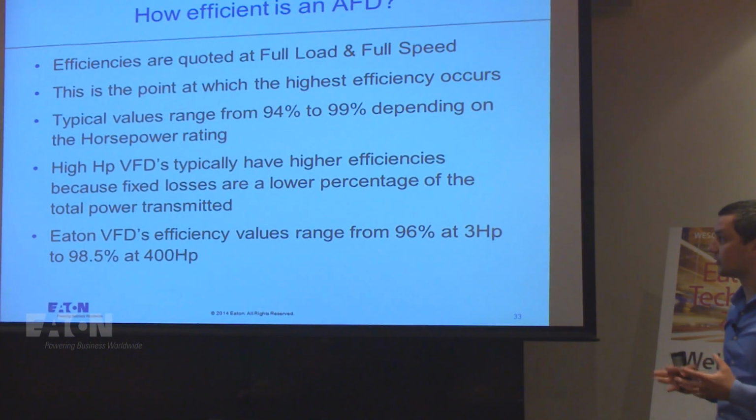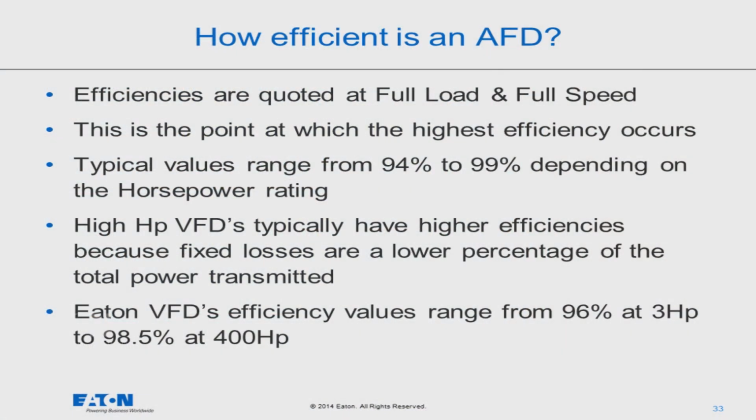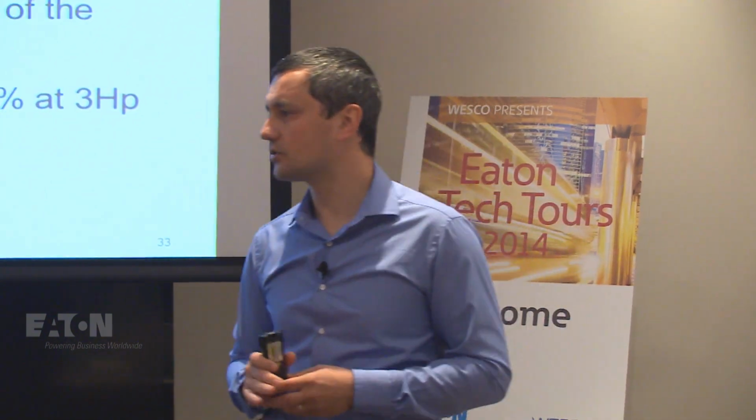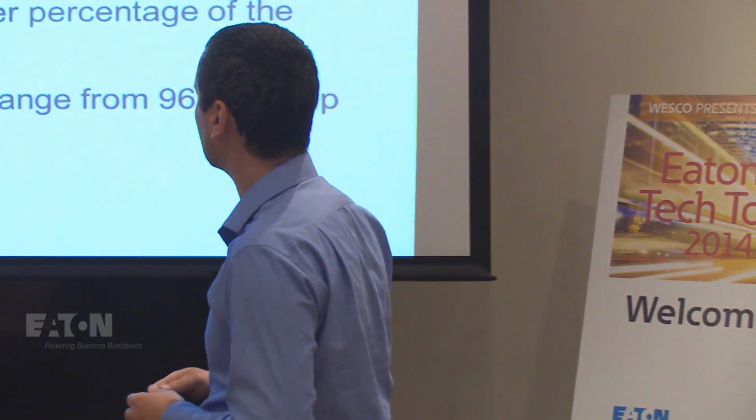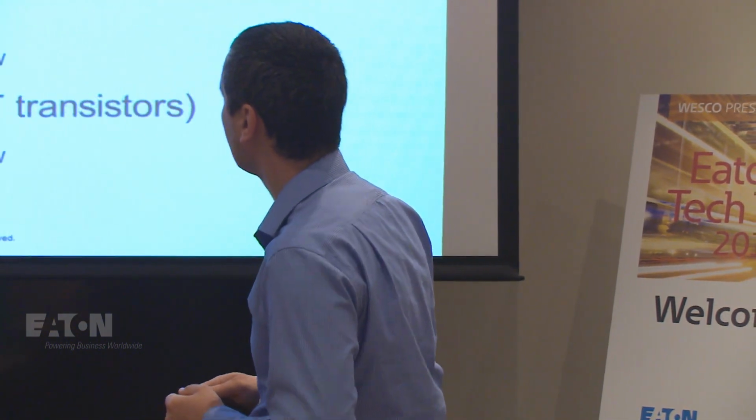So there are some fixed losses, which are a very, very small amount of the total power transfer. Usually we're at about 98.5% efficiency. That can vary, but that's pretty much it. So it's really, really low, okay.